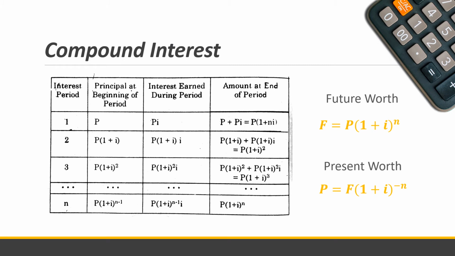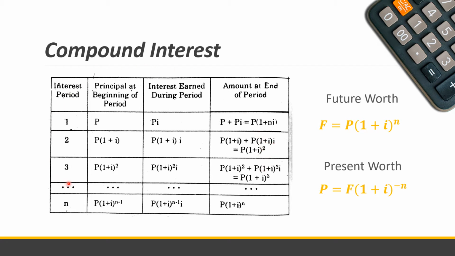Looking at the table, for year 1, you have a principal amount of P. Then the interest earned during the period is PI, that is the principal times the interest rate. So at the end of the period, P plus I, or P times 1 plus I. That is for the first year. For the second year, your principal will be the amount at the end of the first year. You multiply it again by another interest rate for that year, so it becomes P times 1 plus I to the power of 2, or squared.